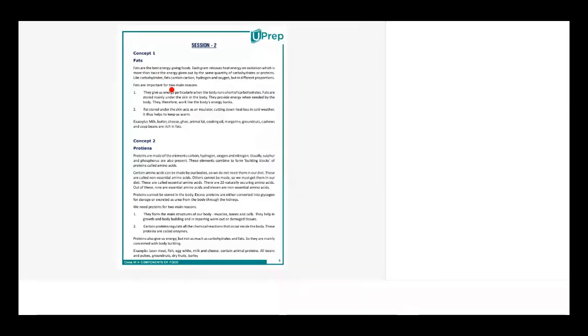Protein gives us very little energy. And also fat and carbohydrate contain carbon, hydrogen and oxygen. These three things are common in fats and carbohydrates. Correct? And as you know, a few examples of fats are milk, butter, cheese, ghee, both plant fat as well as animal fat. We can get fat from both the sources.